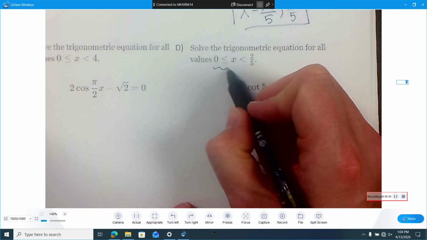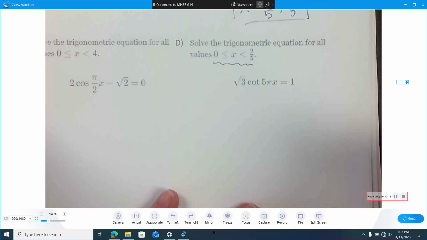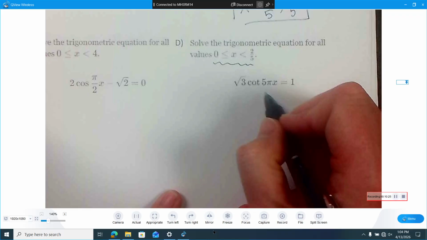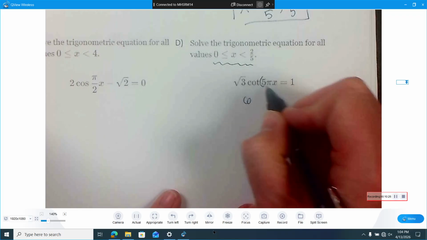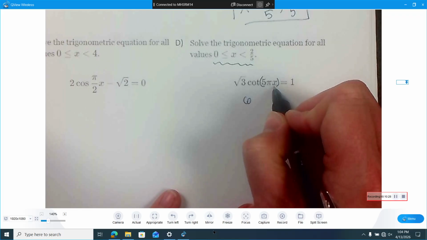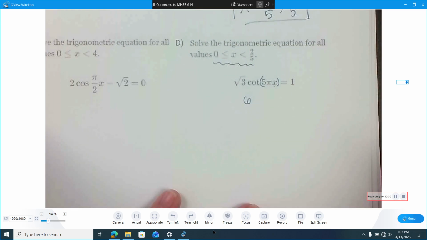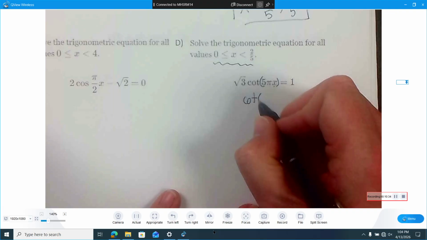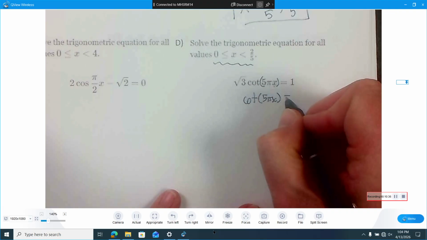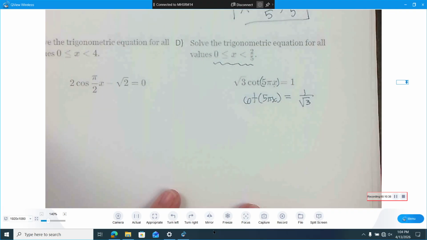So between 0 and 2/5. So let's just look at this one. What do you want to do first? Divide by radical 3. So it is important you understand that this 5 pi x, everything's inside the cotangent function right there. So I get cotangent of 5 pi x equals 1 over radical 3.